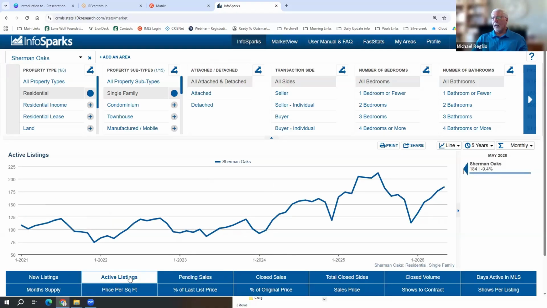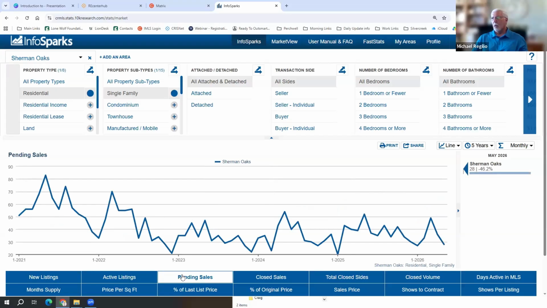Mr. and Mrs. Seller, active listings are going up, pendings are going down, which means more competition and fewer buyers are putting their pen to paper, or their e-signature to mouse to e-signature. So we've actually come down quite a bit. It's down 46% over last year. So May slowed down quite a bit. Our high point was March, but we're down 20 something, 21 pending sales per month less.